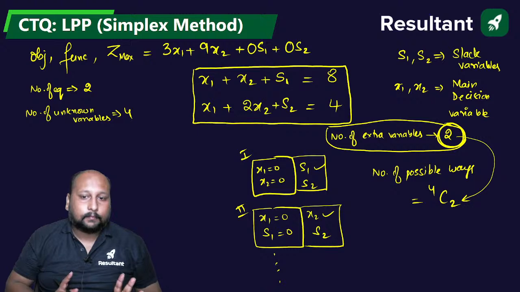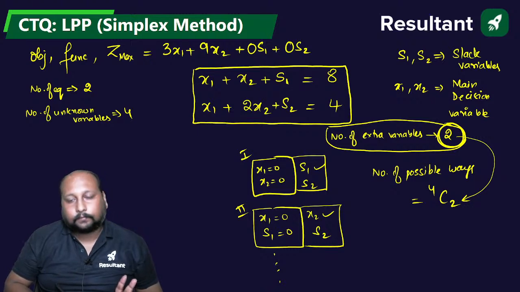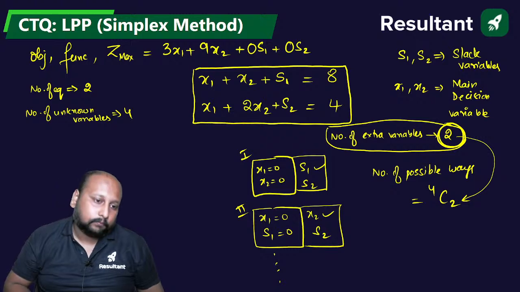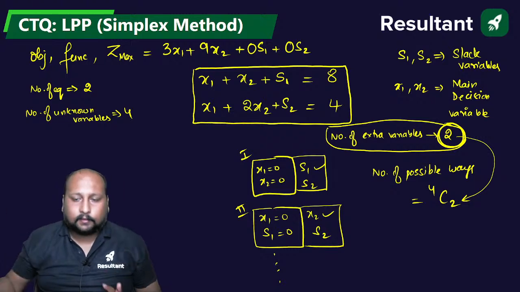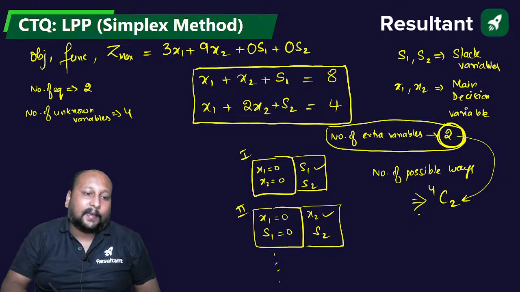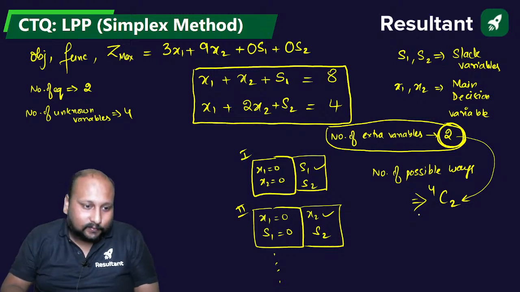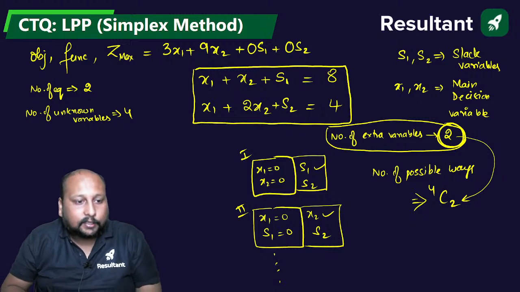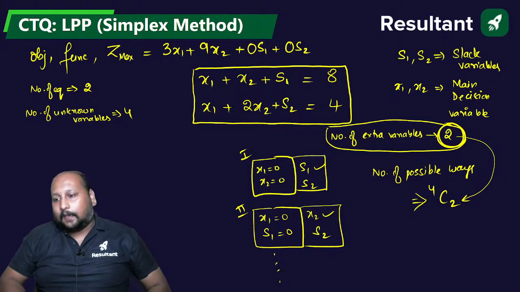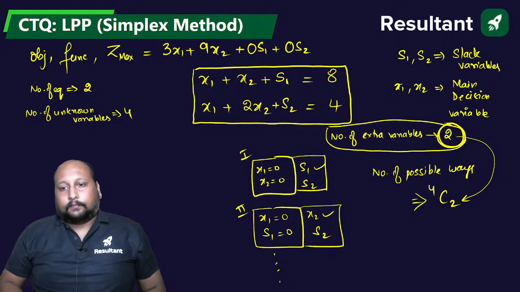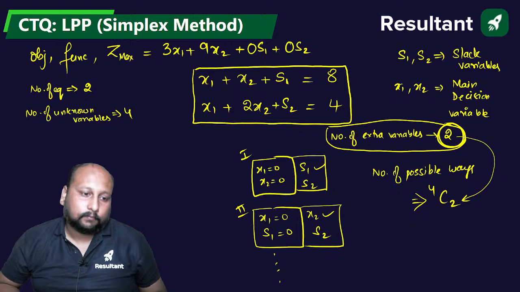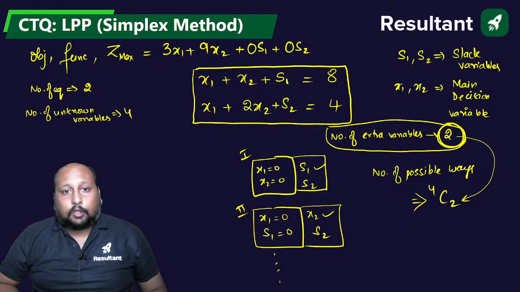Clear? Okay, clear? Yes. Whatever value you are getting, combination 4C2, Akhilesh, Harsha, okay? Fine. Done.